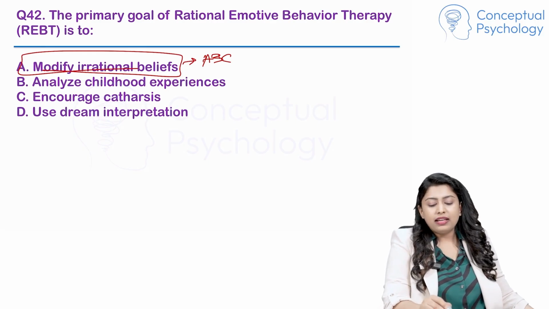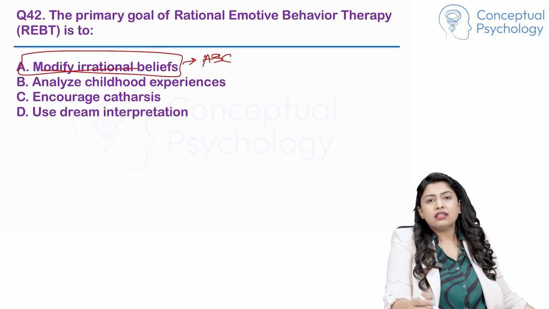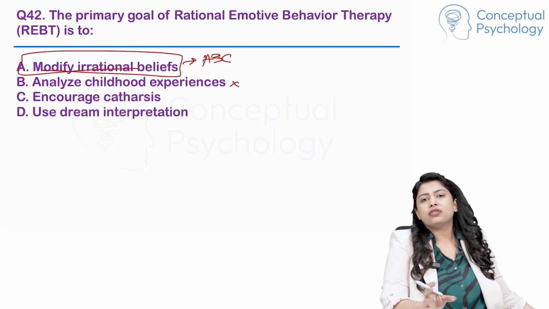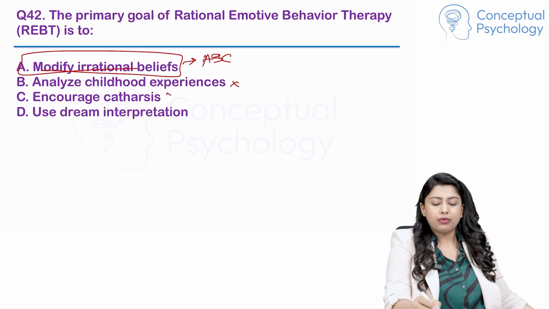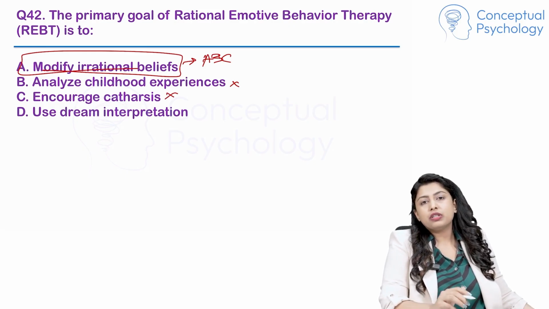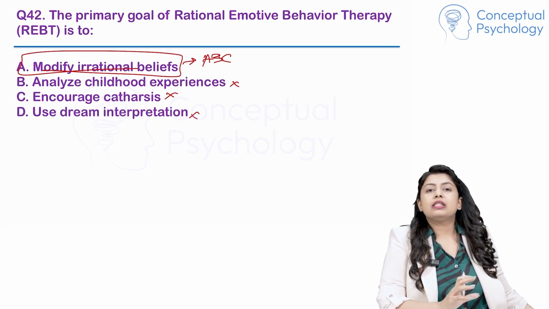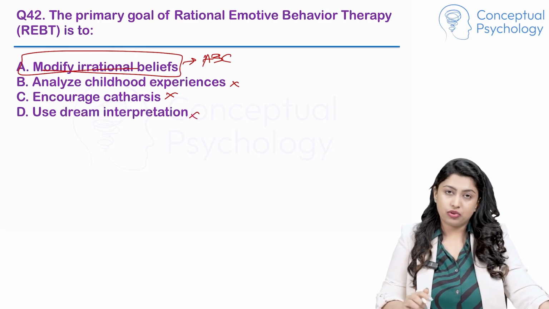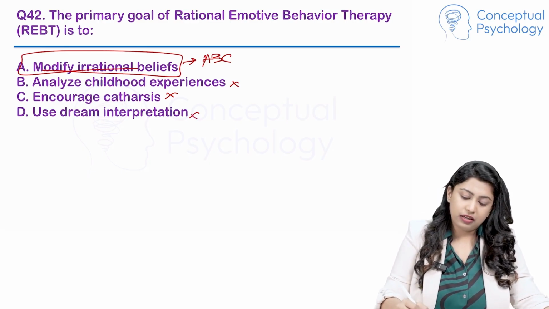Okay. So, analyzing childhood experiences is a focus of psychodynamic therapy. Encouraging catharsis is more a characteristic of gestalt or psychodynamic approaches. Using dream interpretation is again a psychoanalytic technique. So, REBT specifically targets the irrational belief as the root cause of emotional disturbance and behavioral patterns.